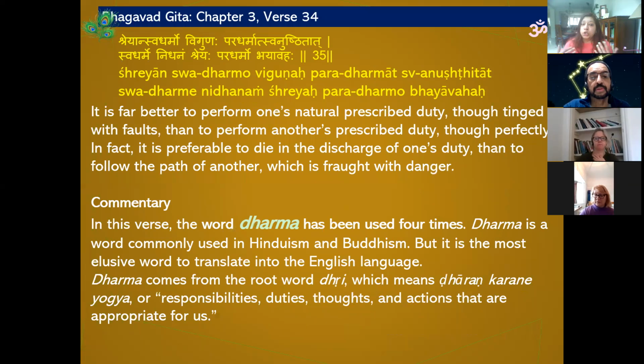Now, it is far better to perform one's natural prescribed duty, though tinged with faults, than to perform another's prescribed duty, though perfectly. So here in this verse, at least 4 times the word dharma has been alluded to. Swadharma, he talks about, the paradharma, he talks about. Then again in the second line, paradharma bhayavaha.